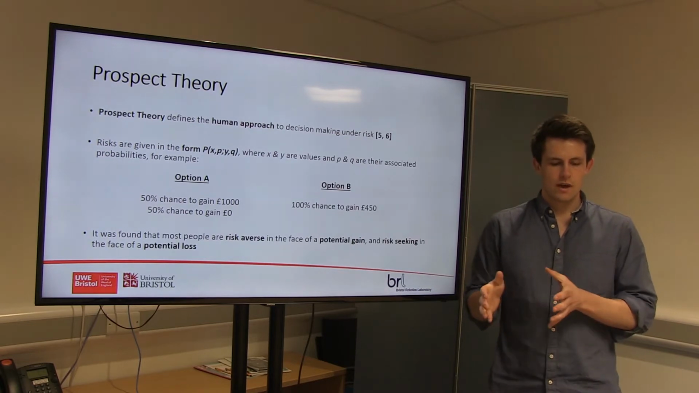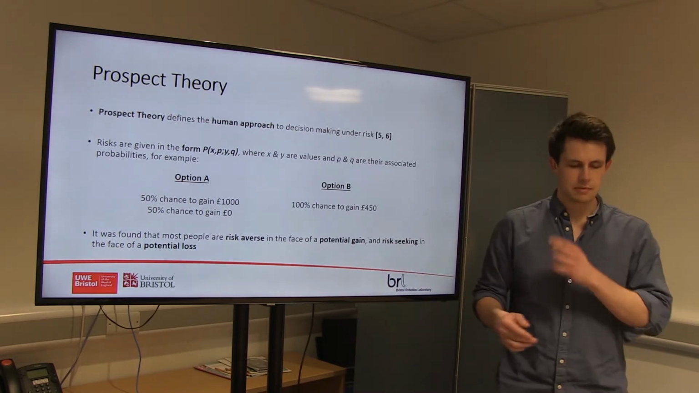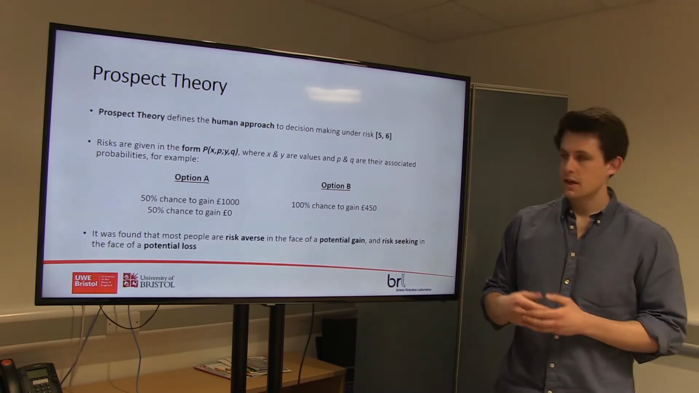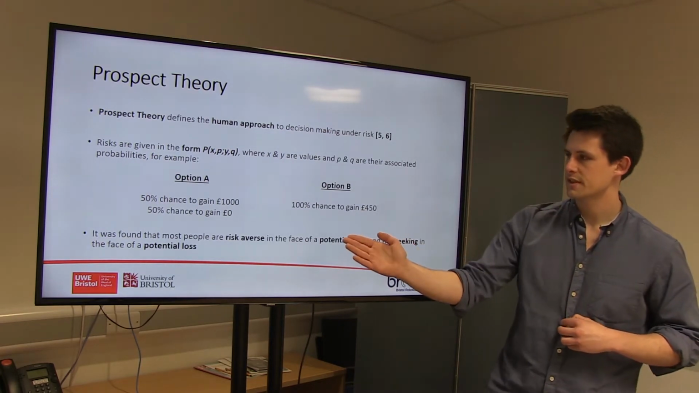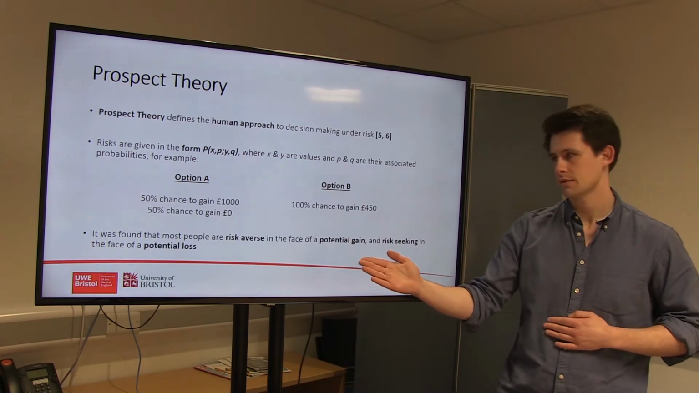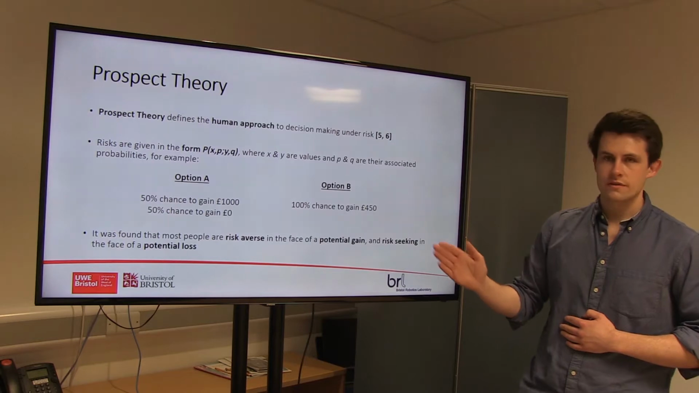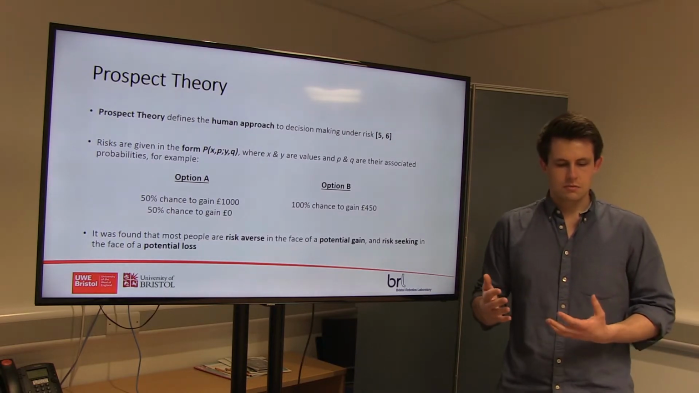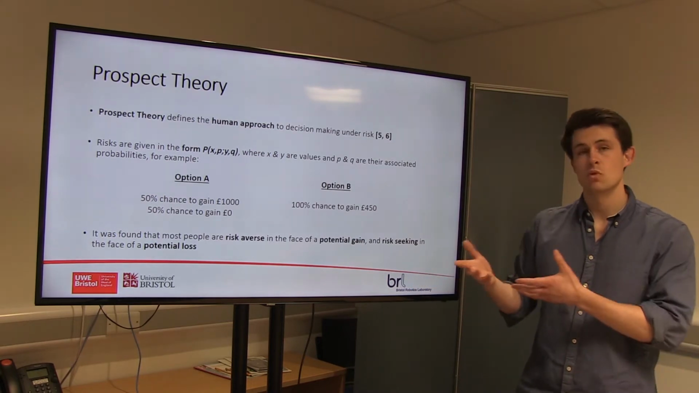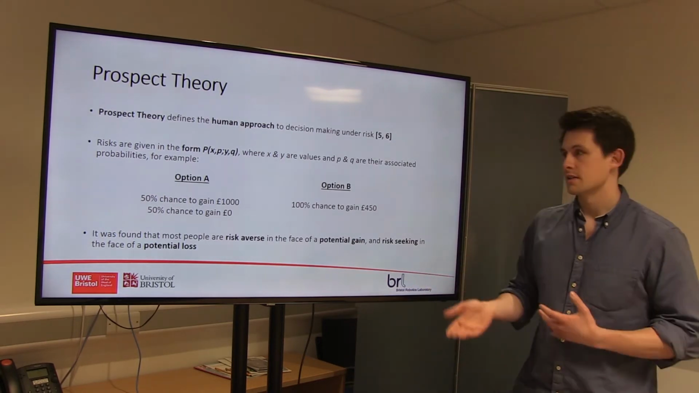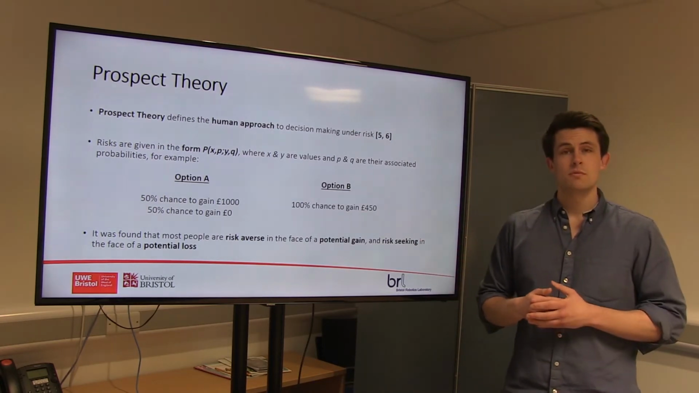That is where risks are given in the form of a prospect, a value probability pair, like the one shown on the screen. So in this case, one choice is a 50% chance to gain £1,000 and 50% chance to gain no pounds, or 100% chance to gain £450. Now what prospect theory says is that in the face of a potential gain like this one, people tend to be more risk averse. Whereas if you flip the signs and it was chance of losing £1,000 or losing £450, people would be more risk-seeking.